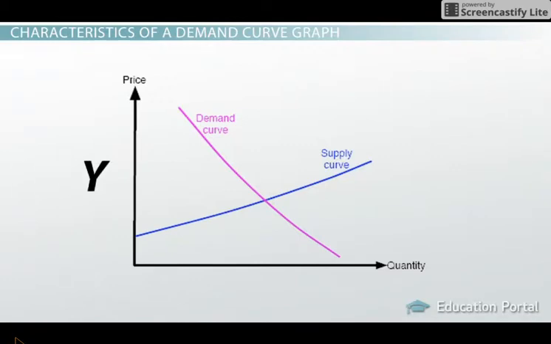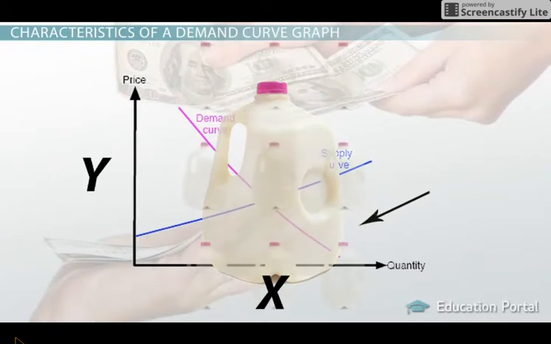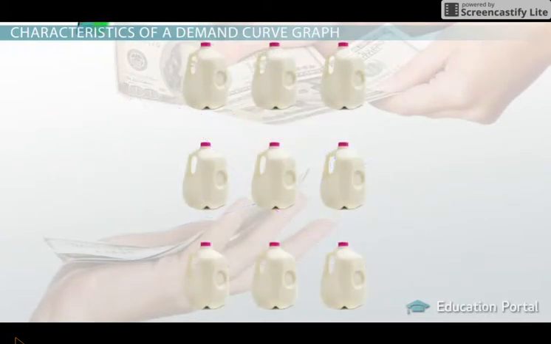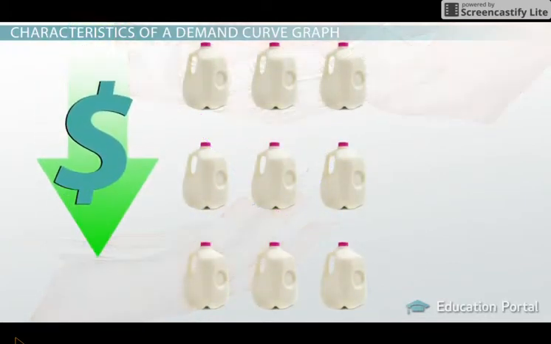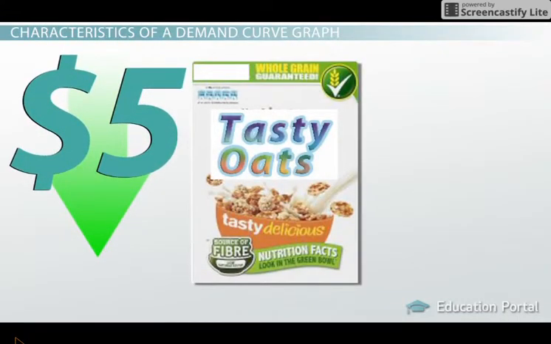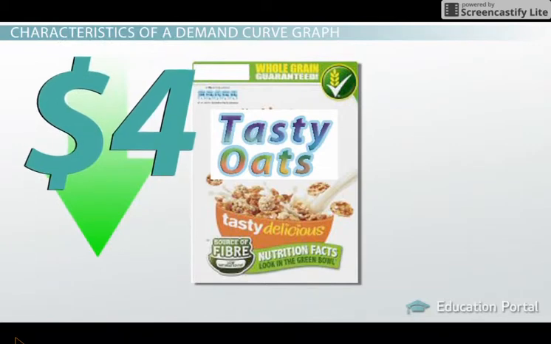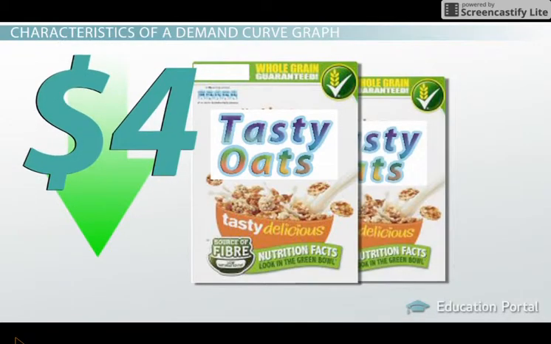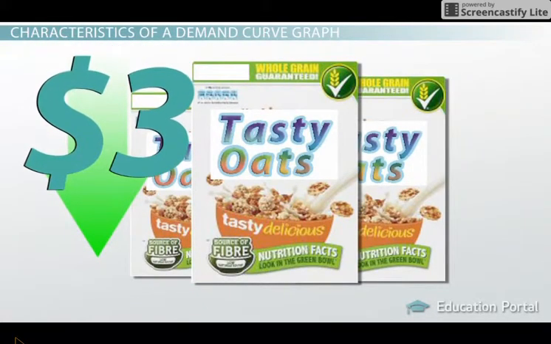The y-axis, or vertical line of the graph, is the price, and the x-axis, or horizontal line, is the quantity. Just like in macroeconomics, demand curves slope downward because people are willing to buy larger quantities of a good as its price goes down. For example, you may only be willing to buy one box of cereal when it sells for $5 a box. When it sells for $4, you may be willing to buy 2 boxes. And when it sells for $3, you may be willing to buy 3 boxes.